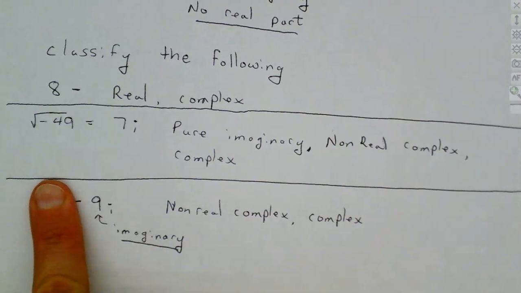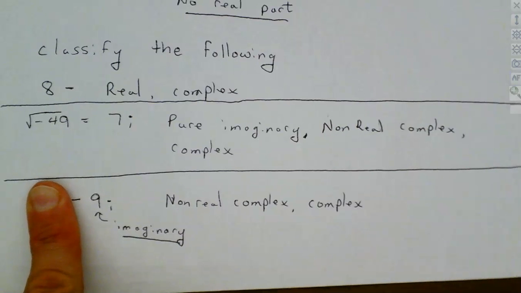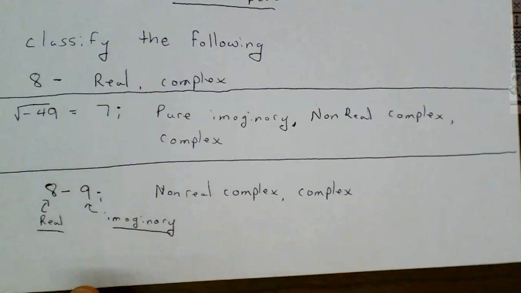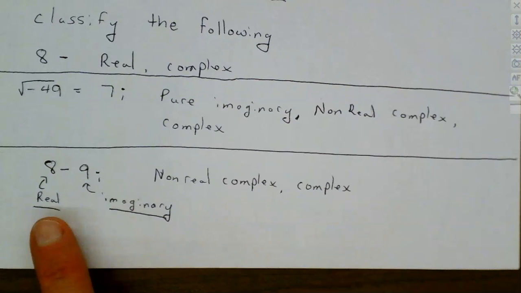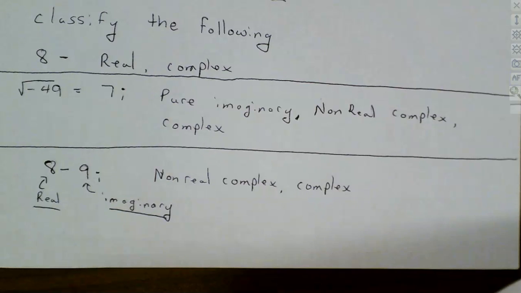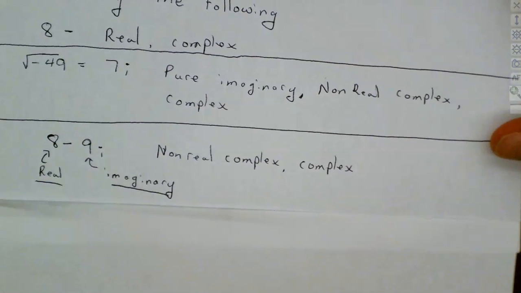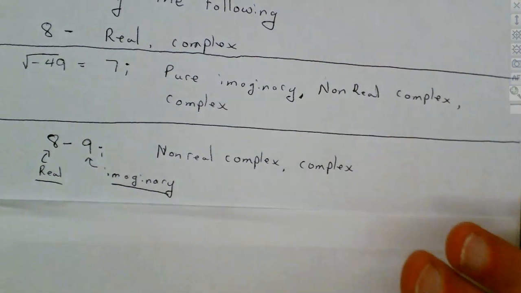Now, why is it not pure imaginary? Pure imaginary would be like that. If I covered that 8 up, that would be pure imaginary. Pure imaginary means it just has an imaginary component and no real part. This one has both a real part and an imaginary part. Let's do 2 more just to make sure we have these down, because these are very easy to do. They're not difficult at all. It's just classifying.